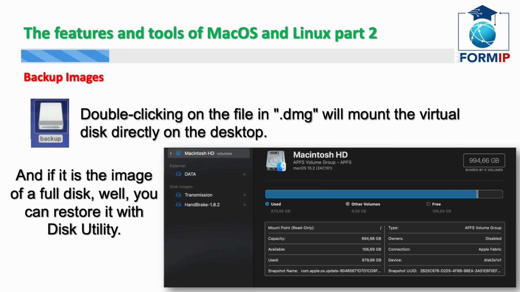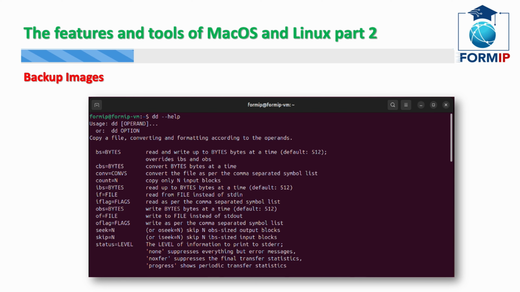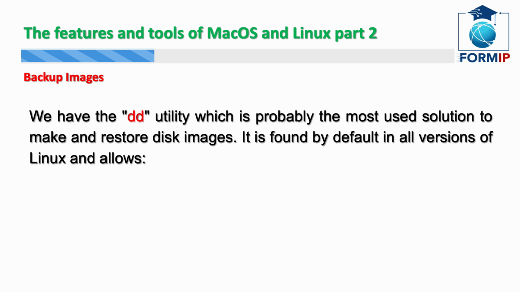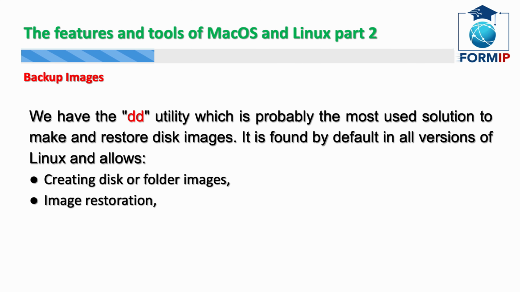from your backup image. And on the Linux side, as you can probably imagine, the default solution will be the command prompt. But don't worry, because as always, I'll offer you an alternative solution with a GUI. As for the command line, we have the dd utility, which is probably the most used solution to make and restore disk images. It is found by default in all versions of Linux and allows creating disk or folder images, image restoration, and even file conversion and copying.